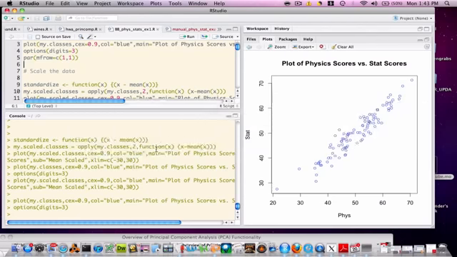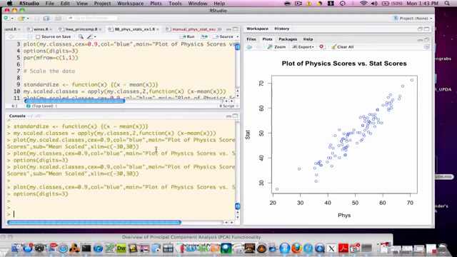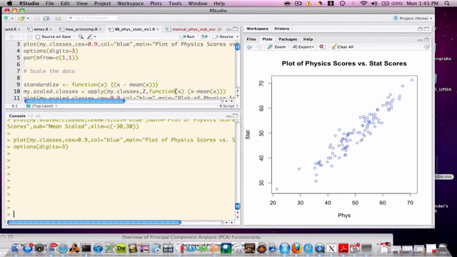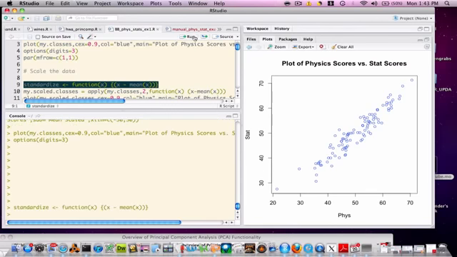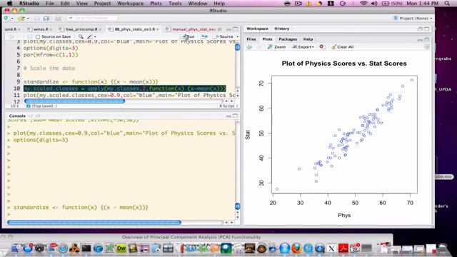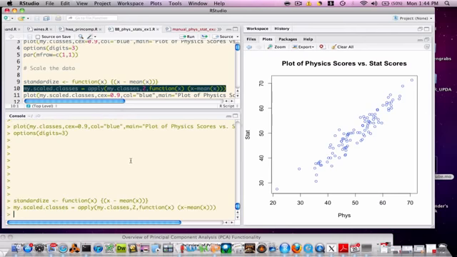Now, let's commence with the principal components analysis. One of the first things that we'll need to do is standardize the data. To accomplish that, I'm going to define a function called standardize. And as you can see, it takes a data point and subtracts it from the mean of all the other data. So we're going to apply this to our data set that has physics and statistics scores. And I create a variable called my.scale.classes.